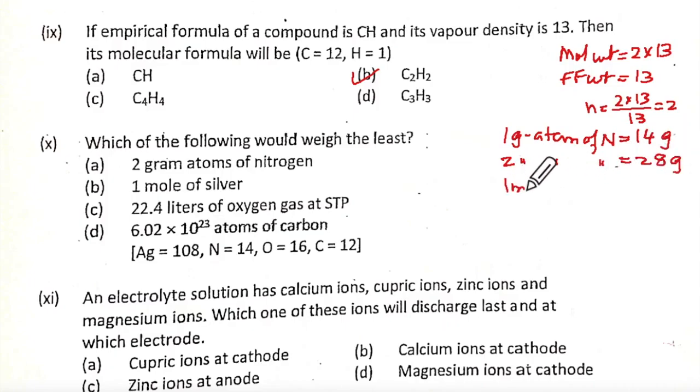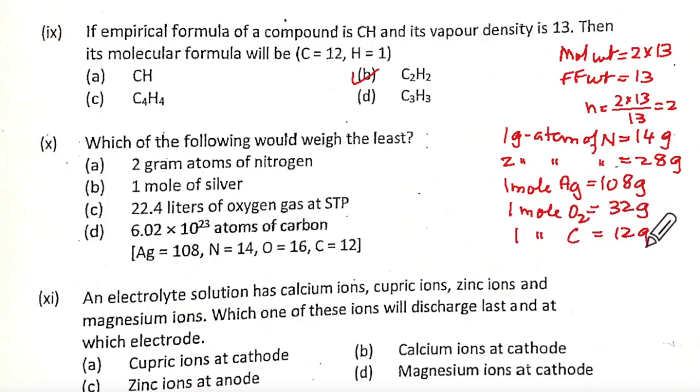1 mole of Ag will be 108 grams. 22.4 liters of oxygen means 1 mole of O2, which is 16 into 2, 32 grams. And Avogadro's number of carbon means 1 mole of carbon, which will be 12 grams. The weight will be least for carbon, out of this, this and this. Which one is the least? Understanding? Yes, ma'am.